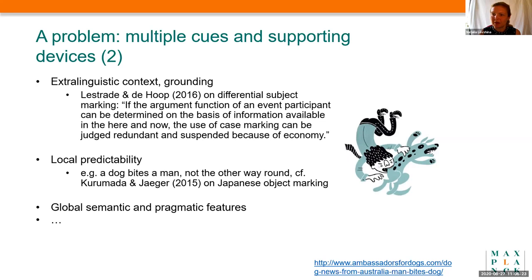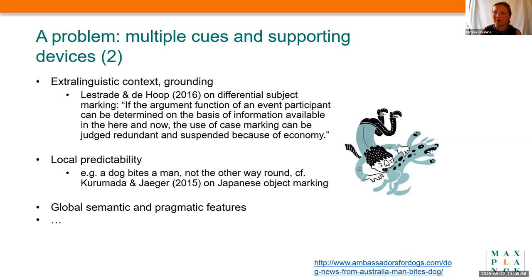So we can speak about grounding effects. For example, Lestrade and de Hoop, in their paper on differential subject marking in Hindi and other languages, hypothesized that if the argument function of event participants can be determined on the basis of information available in the here and now, and here they speak about the present tense and past tense distinction, then the use of case marking can be judged redundant and suspended because of economy.